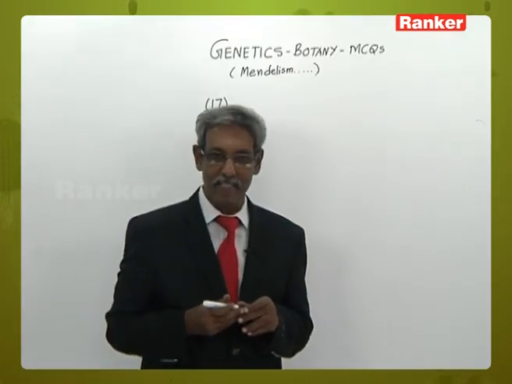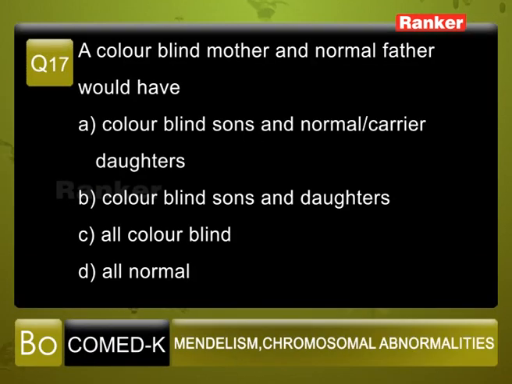We are going to question number 17. A colorblind mother and a normal father would have what sort of sons and what sort of daughters? Option A says colorblind sons and normal carrier daughters. Option B says colorblind sons and daughters. C says all are colorblind. D says everything is normal.